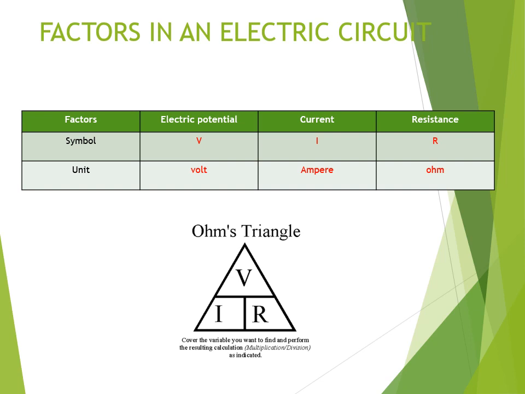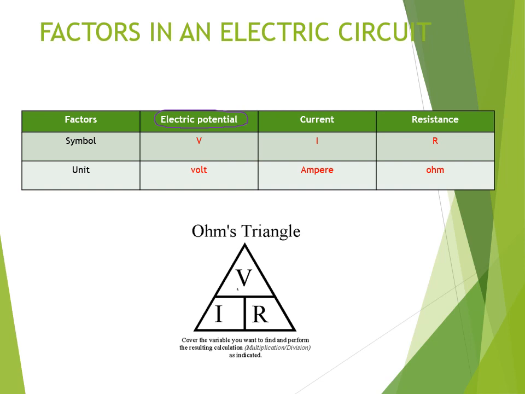So now, factors in electric circuits. We have the symbols for electric potential, which is V for volt or voltage. Current is the I, ampere, and resistance is the R, which is the ohm. The other terms for electric potential are important for us to know. So you have to know that there's also potential difference, voltage, and EMF. EMF stands for electromotive force. So again, we have potential difference, voltage, electromotive force, and electric potential.